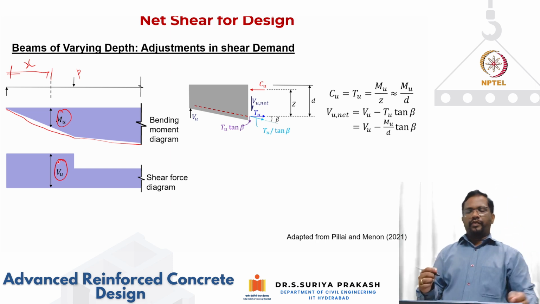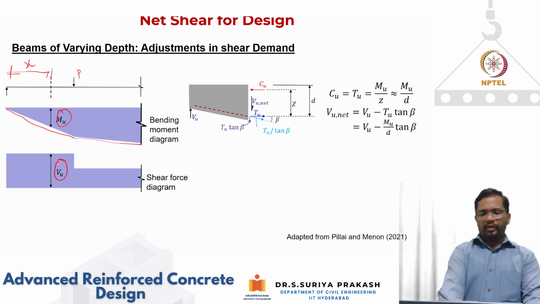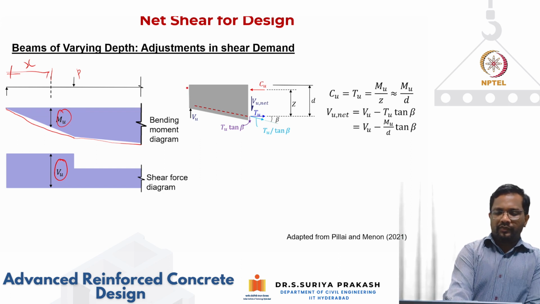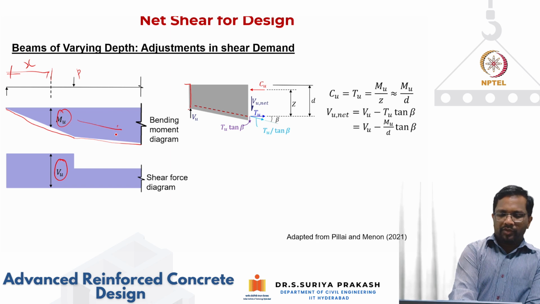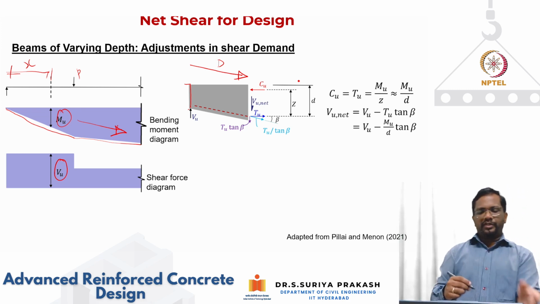And then if I look at the free body, if I'm providing a beam cross section like this, with the depth like this, and then it is increasing. So you can see that bending moment is increasing in this direction. My depth is also increasing. So d is also increasing. So this is the same direction.